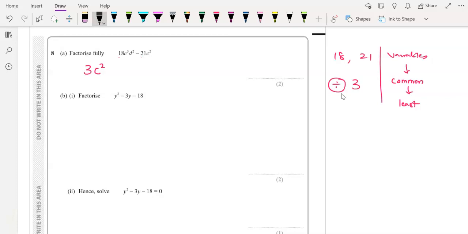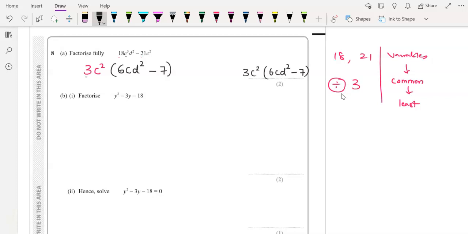Now, if you factor out 3C squared, 3 times which number is 18? 3 times 6 is 18. You had C power 3. You took C squared. So you're left with a C and you're left with D squared. So this is what is left in the first term. Minus 3 times which number will give me 21? 3 times 7 is 21. I have C squared which is already factored out. So this is my final answer. So 3C squared bracket 6CD squared minus 7. To double check your answer, you need to multiply it out and check if you're getting the same.